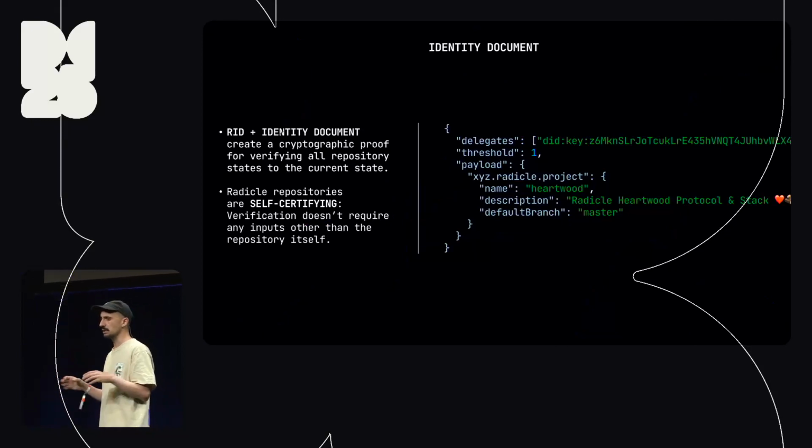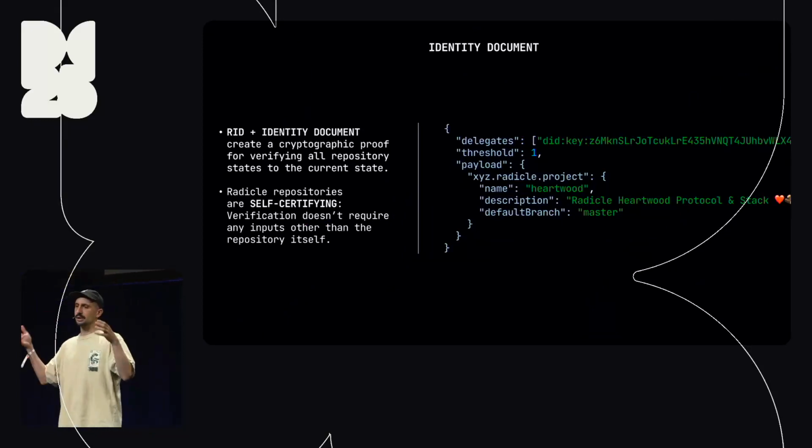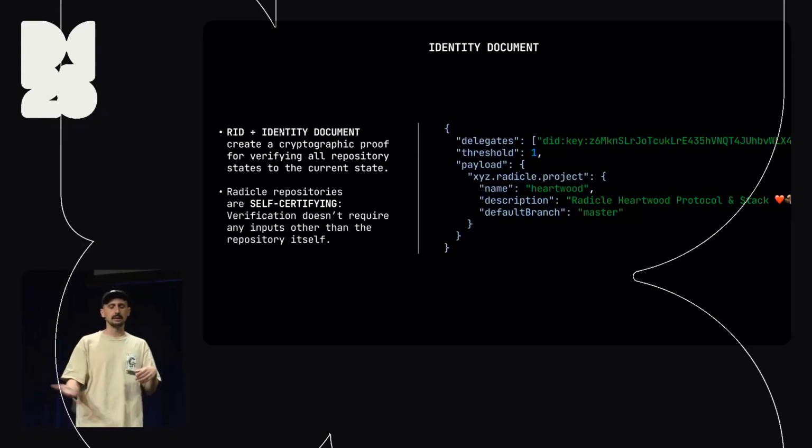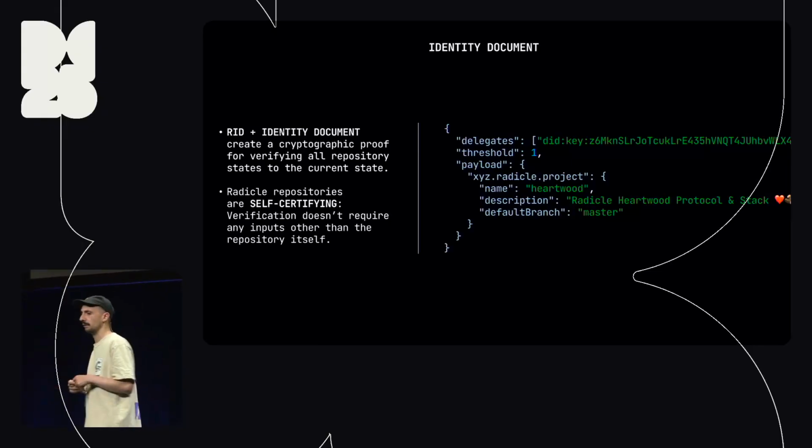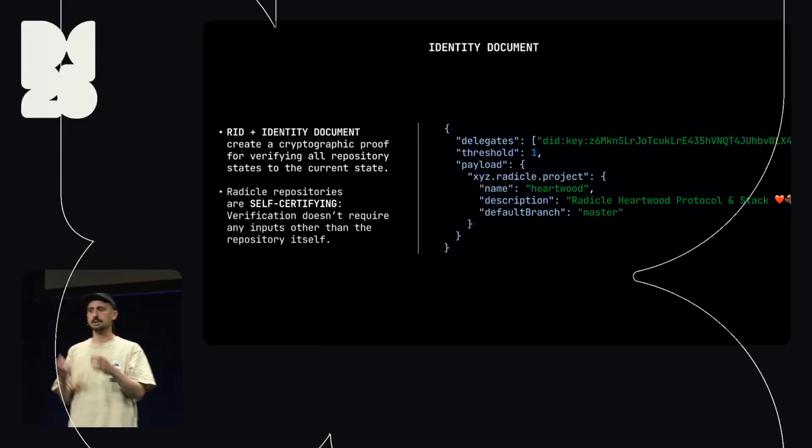And let me explain what's happening here. So every repository in Radicle contains an identity document. In fact, the hash for the repo identifier is a hash of this identity document. And in that identity document, we codify a bunch of interesting things.